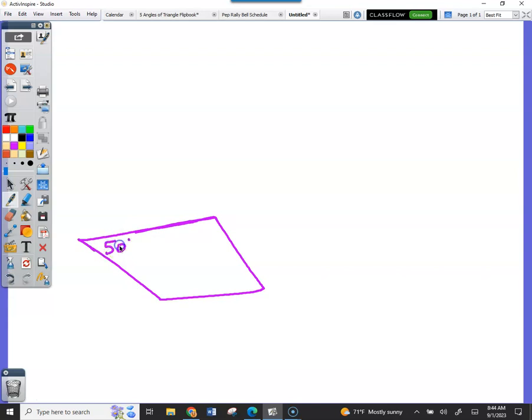This is 50. This is 160. And this is 80, right? Okay. In middle school, you learned this, but I know you've slept since then. Do you remember how many degrees every four-sided figure adds up to, the angles?